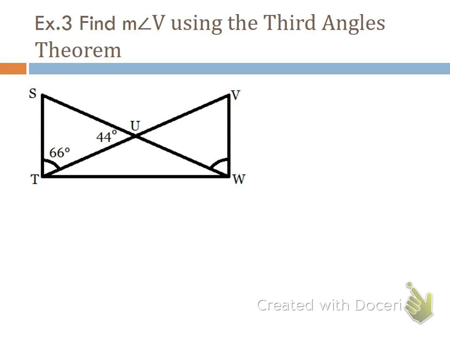So, we are asked to find the measure of angle V using the third angles theorem. So right now, we know that angle T is congruent to which other angle? Angle W. We also technically know another pair of congruent angles. Anybody know what angles are congruent? Or why?